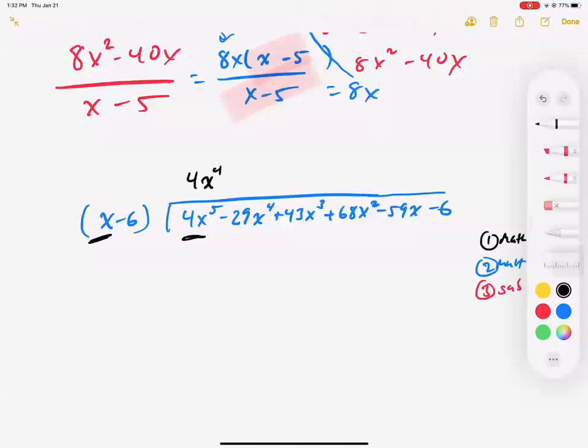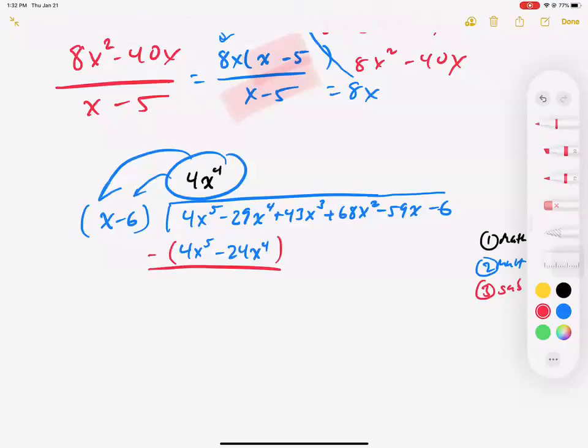We multiply down. So we should end up with multiplying 4x to the front and to the back. Remember, you're multiplying everything, the front and back. So we end up with 4x to the 5th, like we said we would. And then we're going to get negative 24x to the 4th. Next step, we subtract.